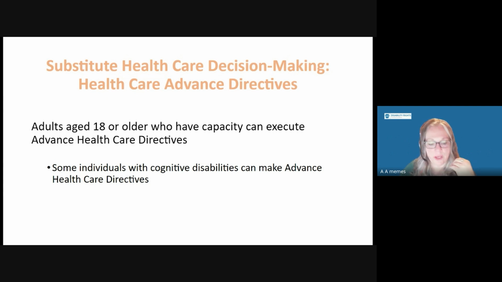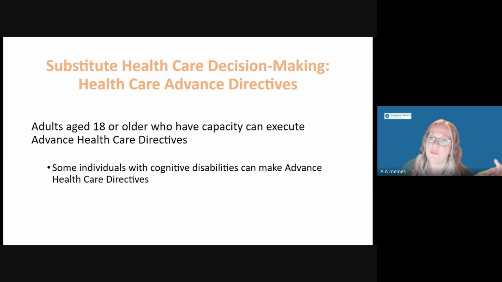Okay, so let's talk about who can make a healthcare advance directive. Any adult age 18 or older who has the capacity at the time to execute a healthcare directive. So again, it's capacity to do what? They have to be at least 18, and they have to have the capacity to understand that they are filling out an advanced healthcare directive.